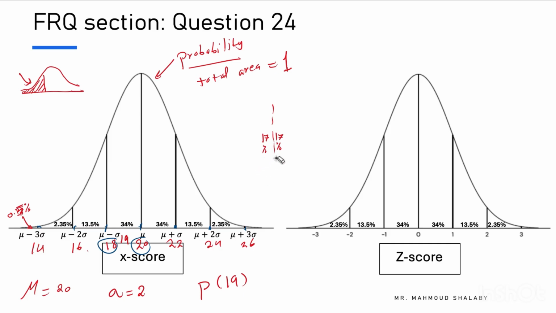So what will we do to calculate the probability in this case? We don't have any other way to do this, and that's why they created these z-score values. In the z-score values, we still have the same percentages. However, we have numbers like 0, 1, 2, 3, -1, -2, -3.